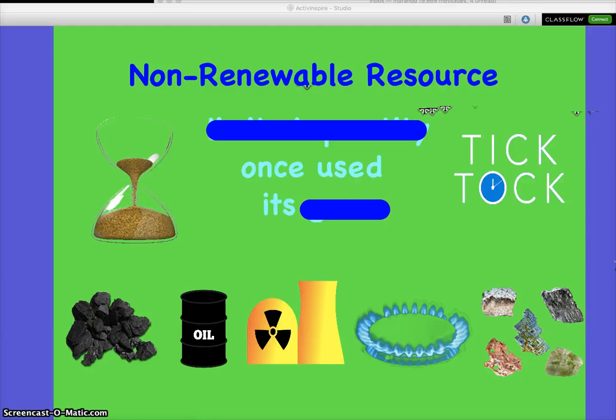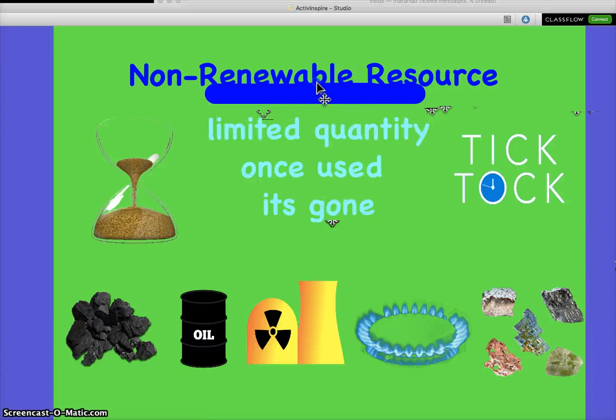I think they can. They're just really slow. Good. That's a perfect explanation. They can. They're really slow. And because there's a limited amount, when you use a non-renewable resource, what happens? It's gone. Once you use it, it's over. That's what a non-renewable resource is. It's limited quantity, and once you use it, it's gone.